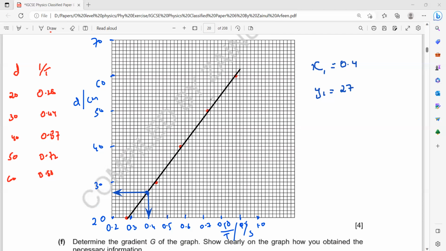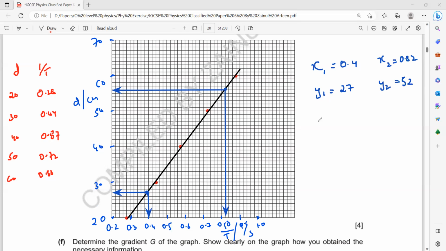Same thing, take any other point. So we'll take a second point. The second point on x-axis is called x2. This is 0.8 after 2 boxes. So that is 0.82. x2 is equal to 0.82 and y2. So 51, 2, 3, 4, 5, 6. So 56. So y2 is equal to 56.